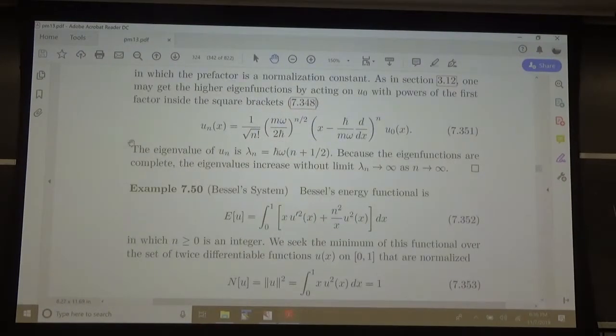And one can then show that the higher order eigenfunctions are of this form, and if you relate x and d by dx to p and q, then you can see that this is like a creation operator. Namely, if the annihilation operator is p plus iq, then the creation operator is p minus iq, and that gives us this expression.